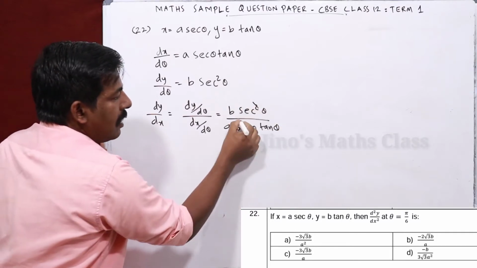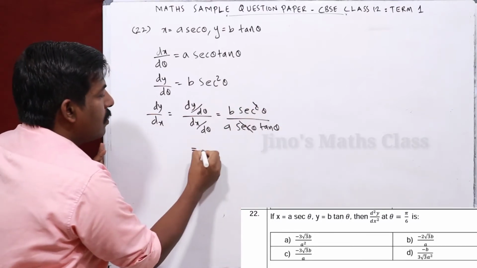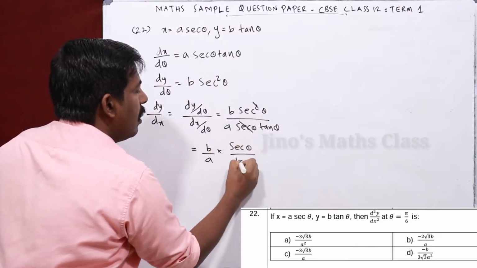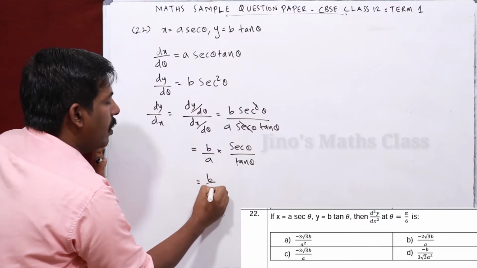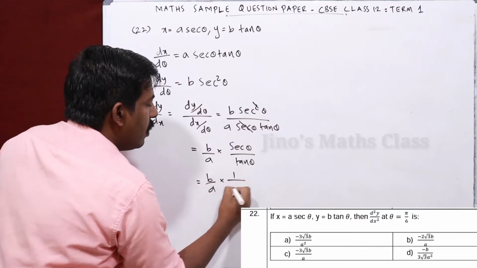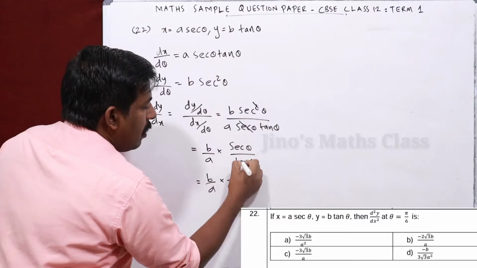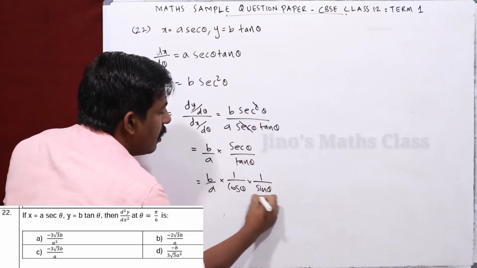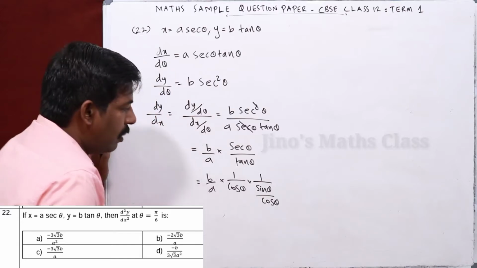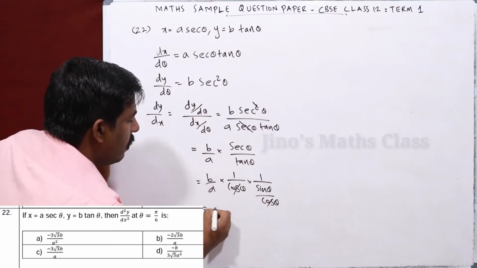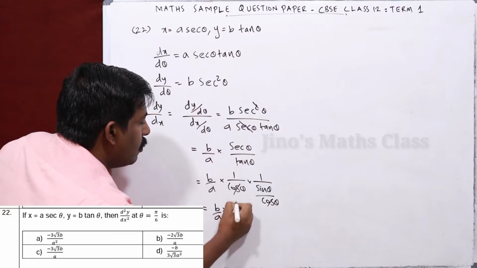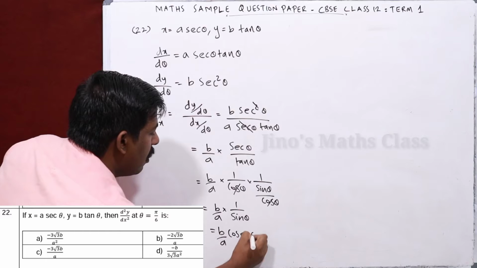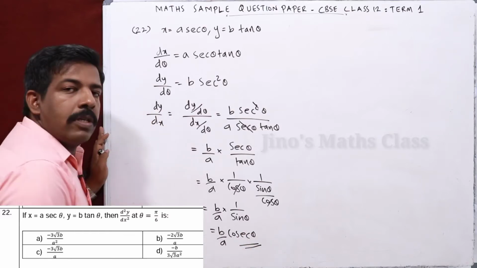Now we can cancel one sec theta from numerator and denominator. So it is equal to b by a into sec theta over tan theta. We know sec theta is 1 by cos theta, and tan theta is sin theta by cos theta. So we apply sin theta by cos theta in the denominator, and now we can cancel this cos theta. What we get is b by a into 1 by sin theta, and we can write it as b by a cosec theta, since 1 by sin theta is cosec theta.